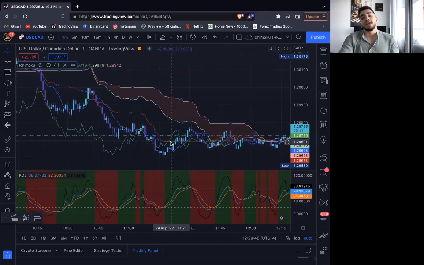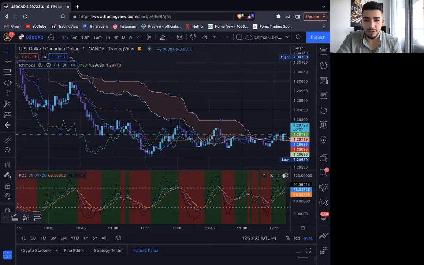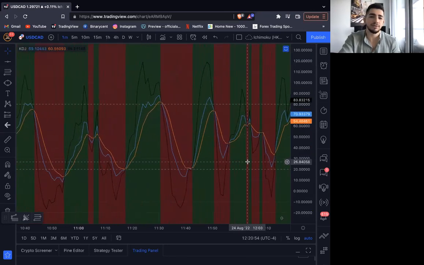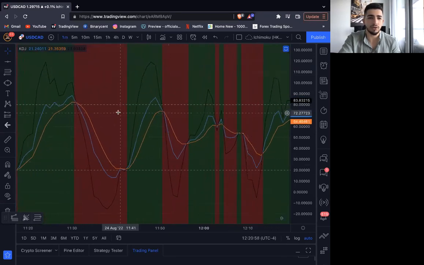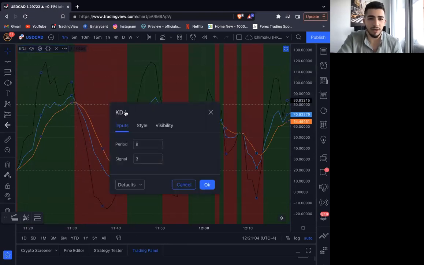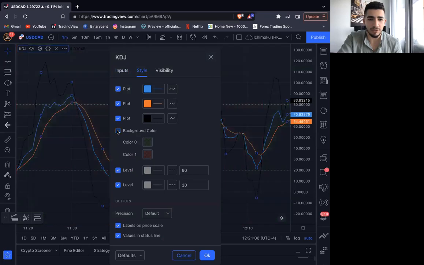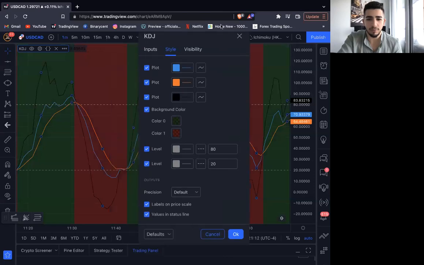Now, my KDJ, let me just make this a bit bigger, put it full screen. Lovely. Now, the way I treat my KDJ, let me actually take this color off. But then the black doesn't show. It's okay. I'll keep this on. I don't want to make you guys confused.